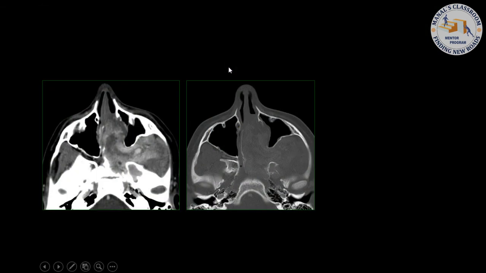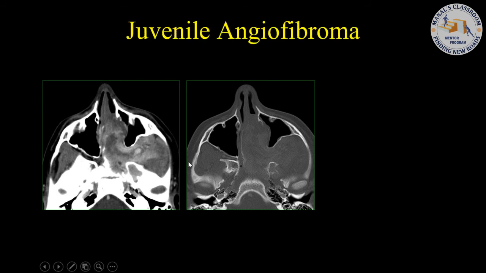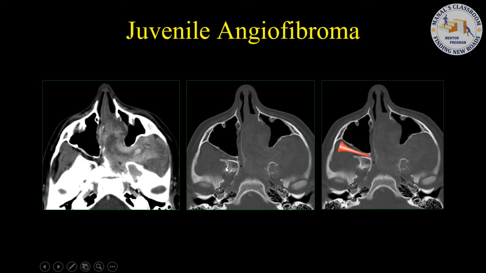Now what about this? Now what if I told you that this was an adolescent male? Nasopharyngeal angiofibroma. Now everyone gets that one, right? So this is a juvenile angiofibroma, right? So we have the typical appearance here in which this lesion is arising from this area right here.